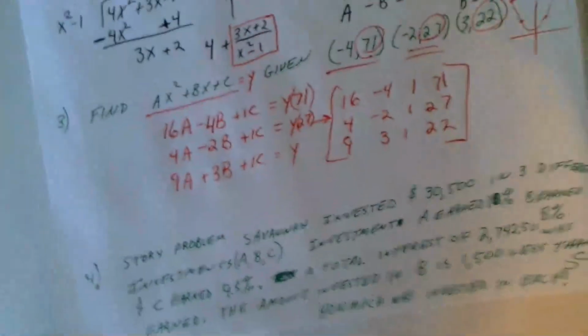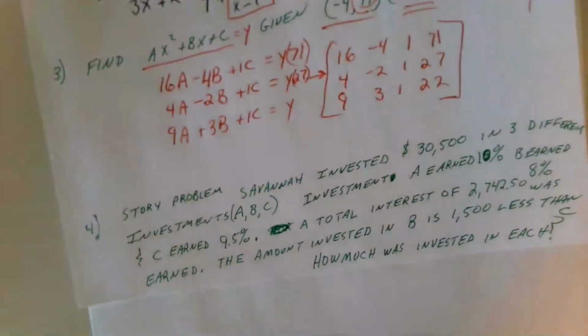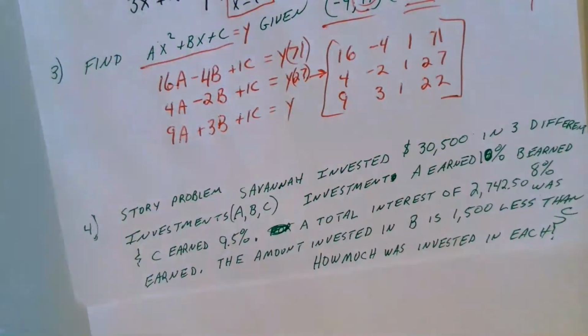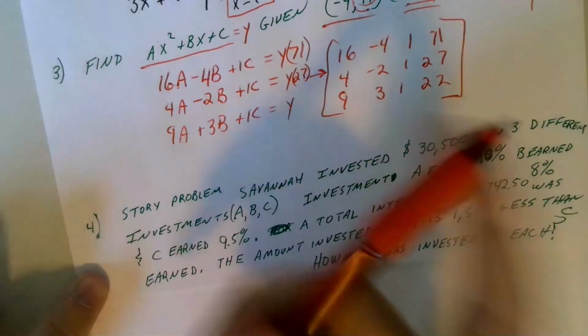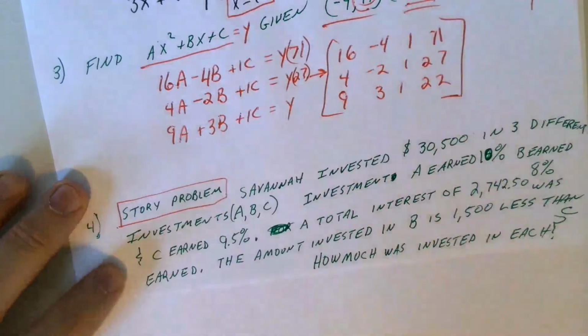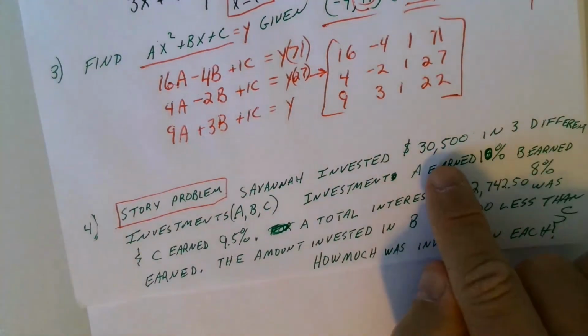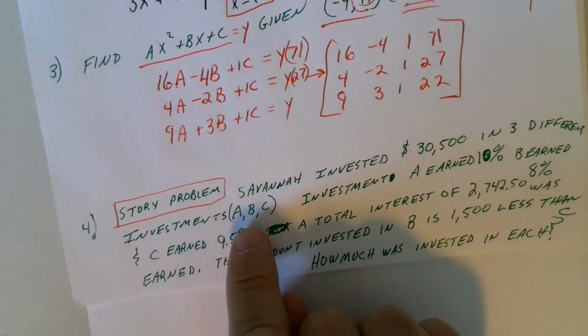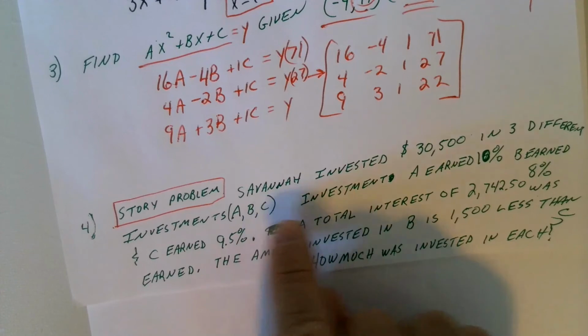and I'm going to clear that up. Sorry, it might look a little messy here. So here's my story problem. So I got Savannah invested some money. Savannah invested $30,500 in 3 different investments, A, B, and C.